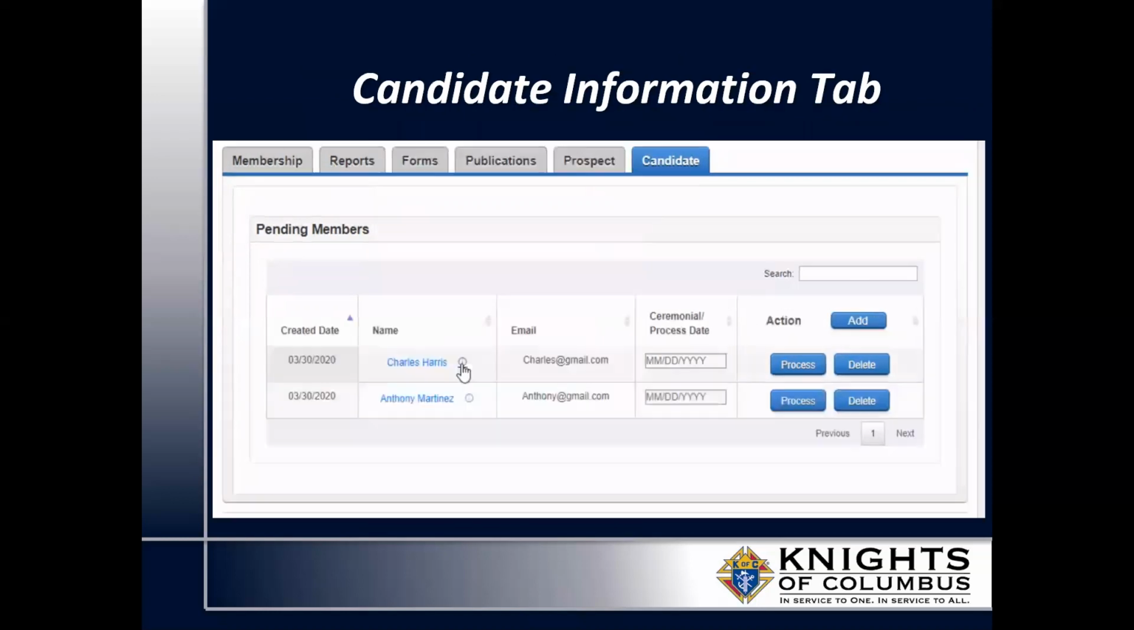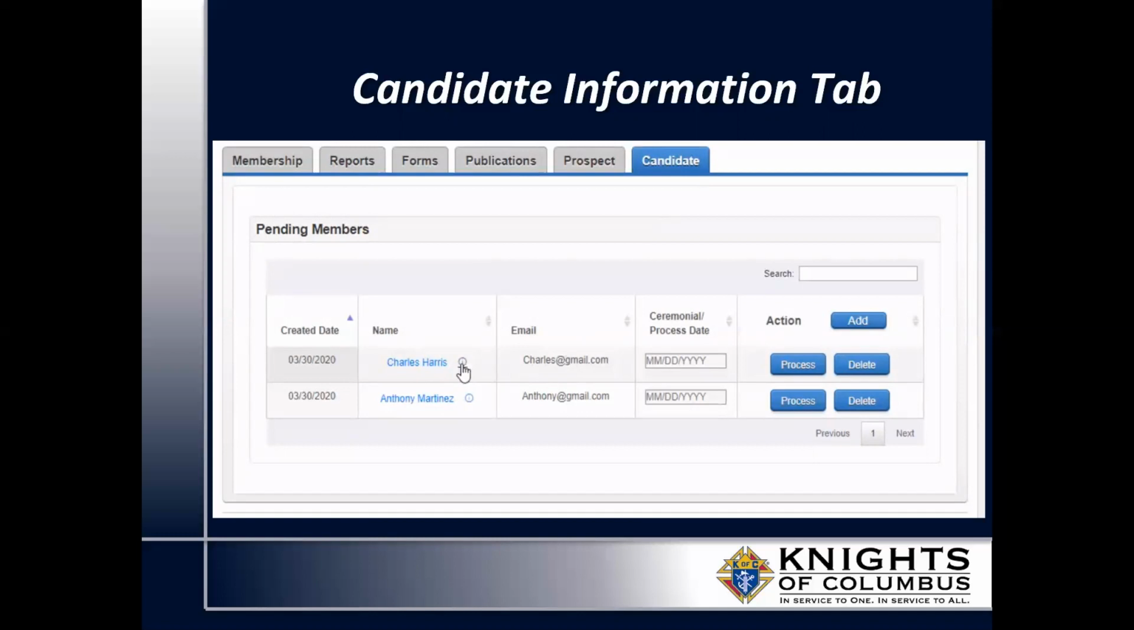Once you do that, the candidate's name will then appear with the information. As you can see here, we had one name in there before. The second name that we've entered appears in there with the information that we've already put in. Now, this will update the pending member section.